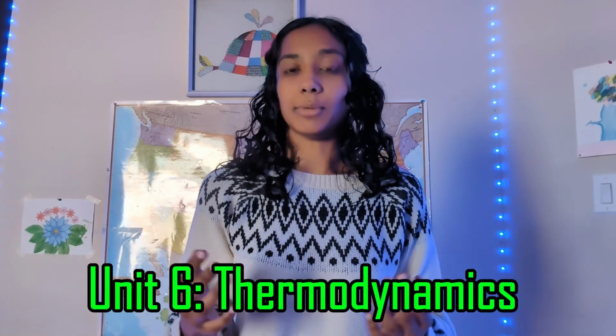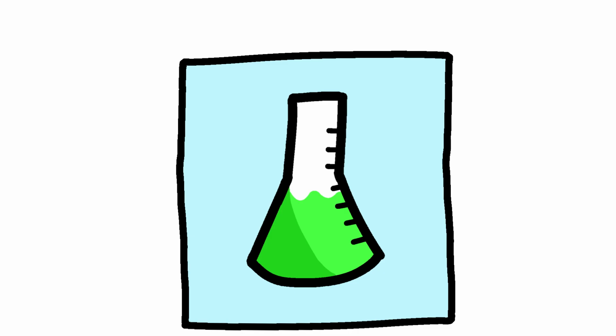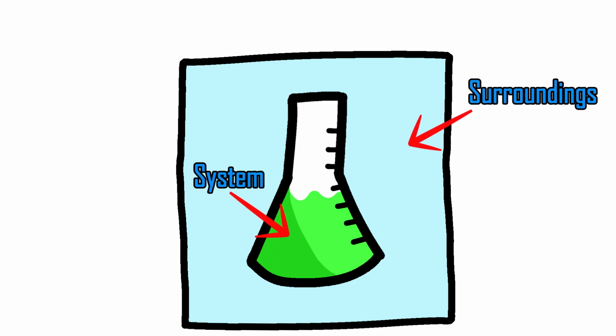Hey guys, today we're going over Unit 6 of AP Chem, which is all about thermodynamics. Thermodynamics is the study of heat transfer in chemical reactions and different types of processes. To start learning about thermodynamics, we first need to go over some basic terms. In chemical reactions, there's a system, and there are the surroundings. The system is where the reaction itself is taking place, and the surroundings is the area around it.